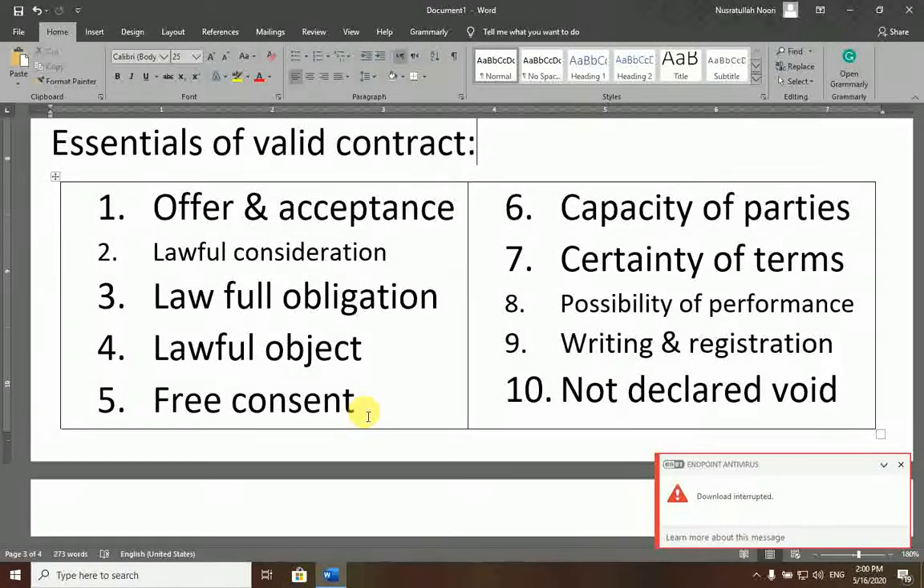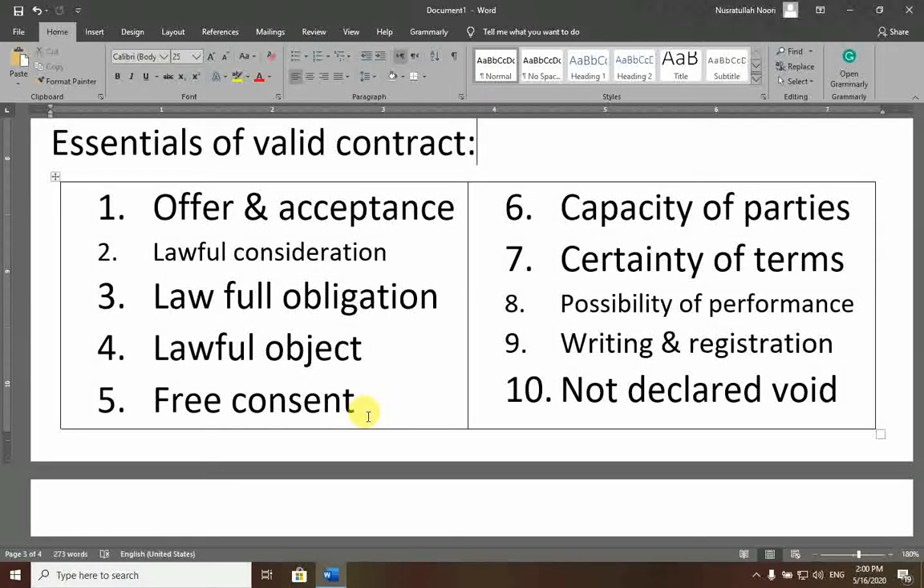Then certainty of terms. Whenever we enter into a contract, all the terms and conditions that we specify, that we mention to one another, those should be specific, those should be certain, clear, mushakhas, defined, malum, right? And we should not use words which have multiple meanings. If such is the case, then we should explain the word, what is the exact meaning of that word in that contract.